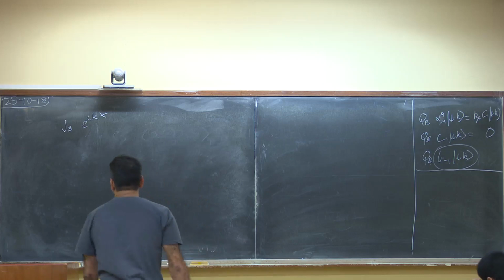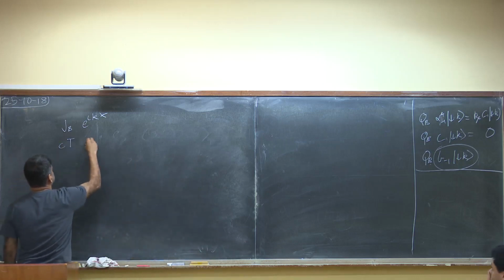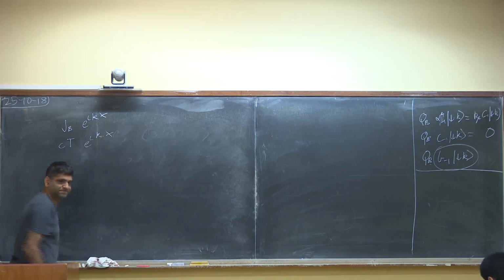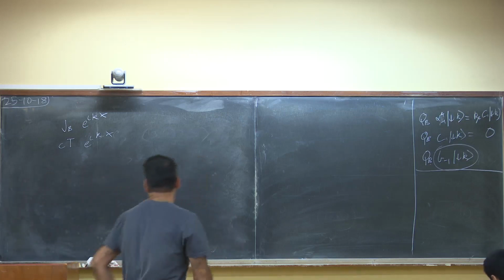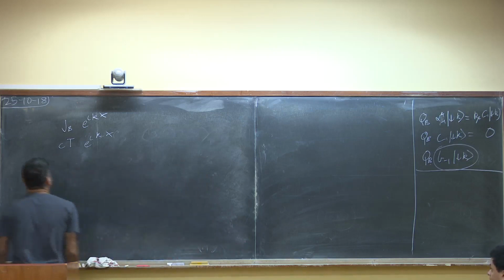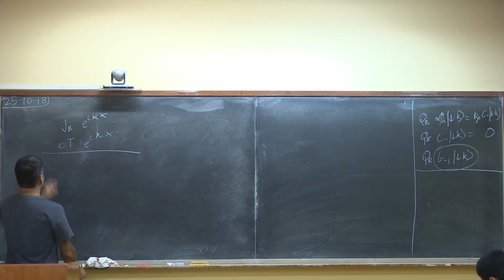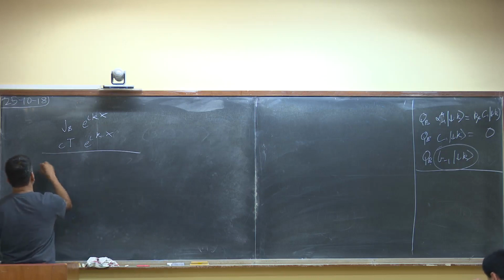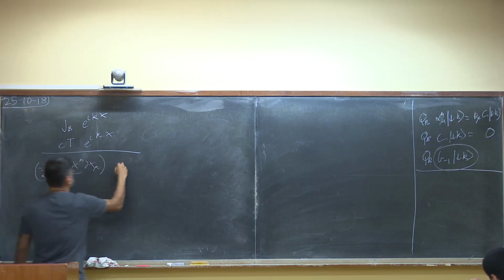Right? So that's particularly easy because this is c times T times e^{ik·x}. And what we want to do is find the pole in this. Okay, so let's just do that. So this is minus 1 by α' c ∂X^μ ∂X_μ on e^{ik·x}.